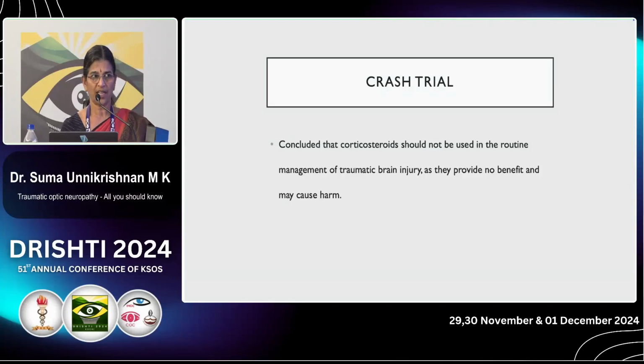Then after that, the CRASH trial came, published in 2005, that is the Corticosteroid Randomization After Significant Head Trauma trial. This was a very good randomized controlled trial enrolling more than 10,000 head injury patients. They also concluded that corticosteroids should not be used in the routine management of traumatic brain injury, as they provide no benefit and may cause harm.